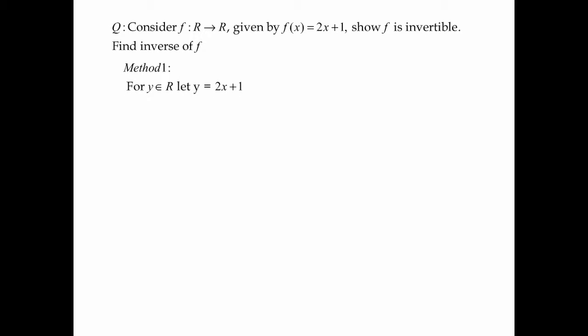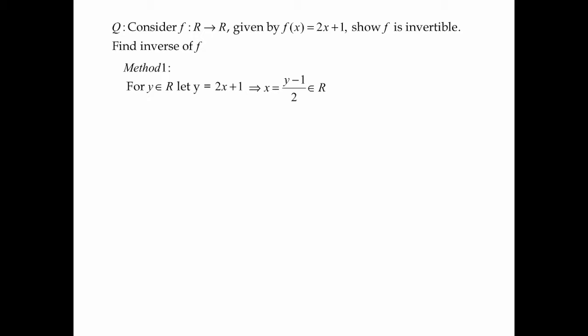To start with, if y is equal to 2x plus 1, then x must be equal to y minus 1 over 2. So to write that down, you start with: let y belong to R and y be equal to 2x plus 1. From here, x would be equal to y minus 1 over 2, which also is a real number.